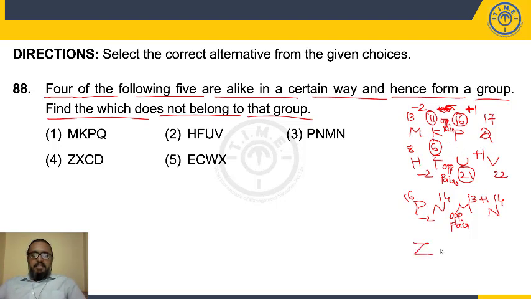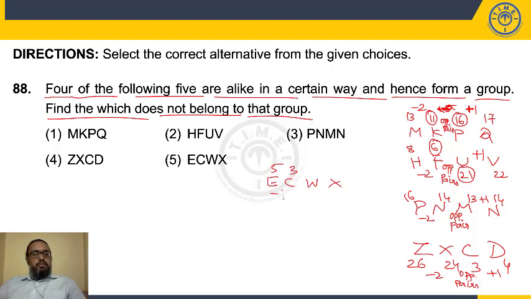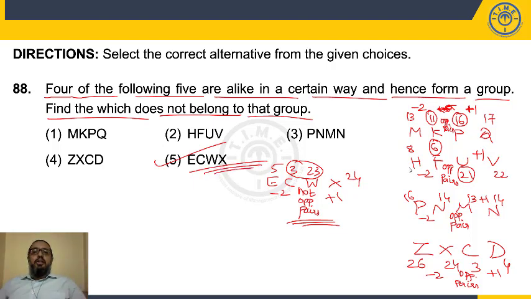Okay. Then we have Z, X, C, D. So Z is 26, X is 24. So again minus 2. Then C is 3. So again it's an opposite pair. 24 plus 3, 27. And then D is 4. So plus 1. Now comes E, C, W, X. Now E is 5, C is 3, minus 2 works. W is 23. So they are not opposite pairs because you are getting 26 only here. And here is 24 plus 1. So the first and the last work, but the middle is not working. So that's why the fifth option will be your odd one out.